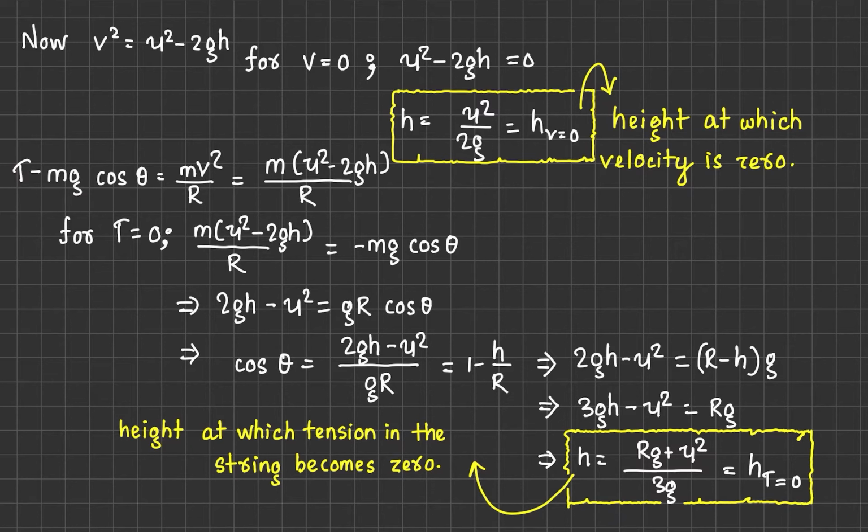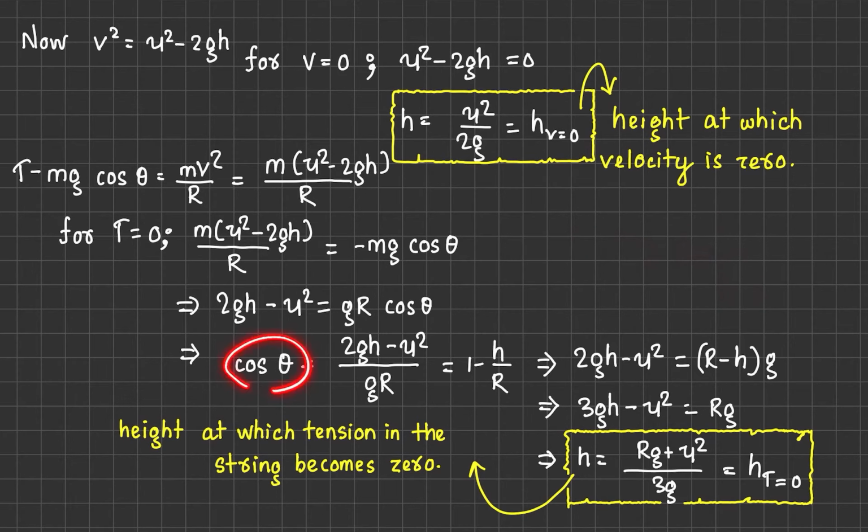Rearranging these equations, we get u square minus 2gh equals minus gr cos theta, as m got cancelled, or 2gh minus u square equals gr cos theta, or cos theta equals 2gh minus u square by gr. And from the previous expression we know that cos theta equals 1 minus h by r. This we have derived on the previous page.